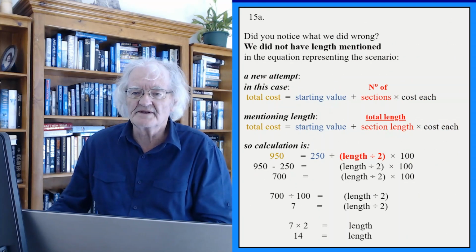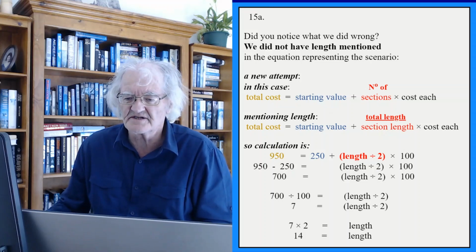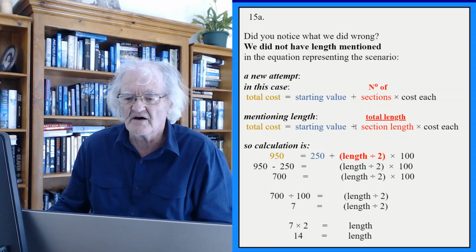Did you notice what we did wrong? We did not have length mentioned in the equation representing the scenario. So we'll make a new attempt. Beginning with the same statement we had previously, total cost, fixed cost, variable cost, we have to adjust that to mention length. Now, the number of sections we need is the total length of the fence divided by the length of each section. So have a look at the replacement I'm making here.